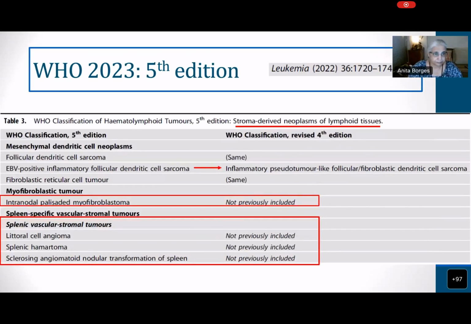Now, what about the stroma-derived neoplasms of lymphoid tissues? Now, there is a separate group in the WHO, and most of them are the same as they were in the WHO 2016. But now, many of these things, which we considered were tumors of mesenchymal type, not anything to do with lymphoid tissue, although they did occur in lymphoid tissue, like intranodal palisaded myofibroblastoma, okay, has now been put. I don't think it will appear, or maybe you will be asked to refer to this in the textbook, the WHO book on soft tissue tumors.